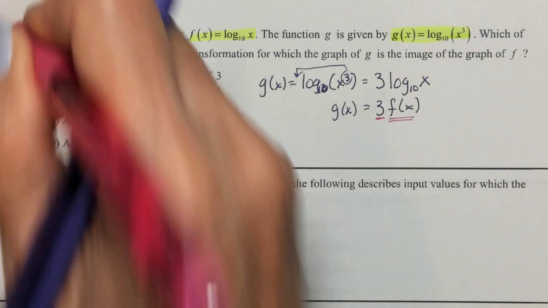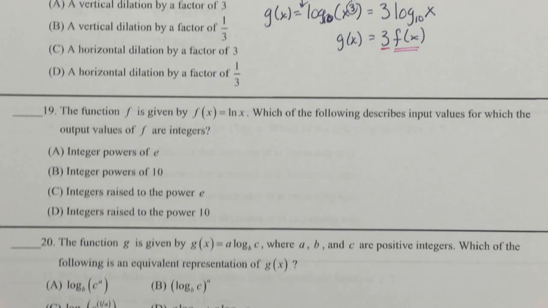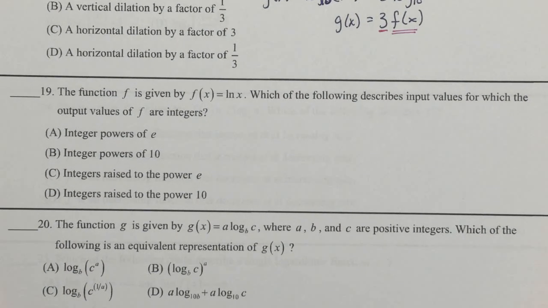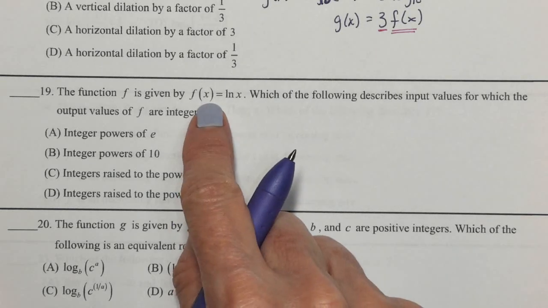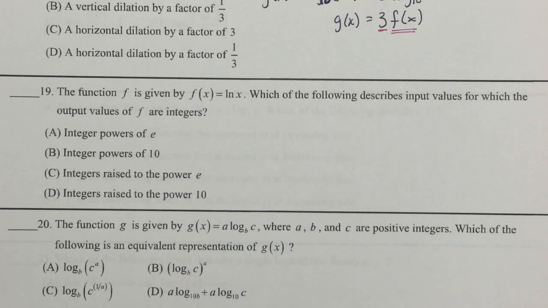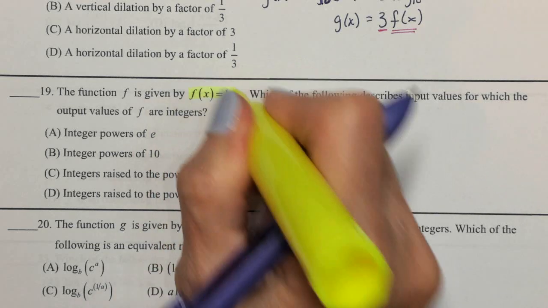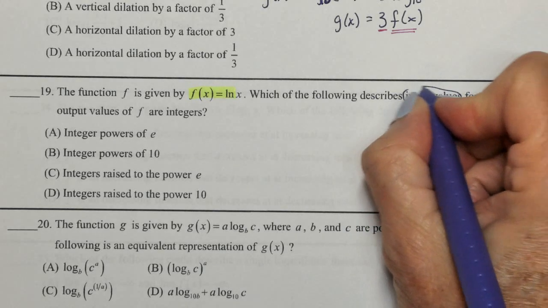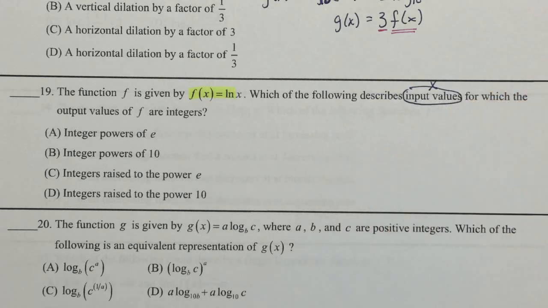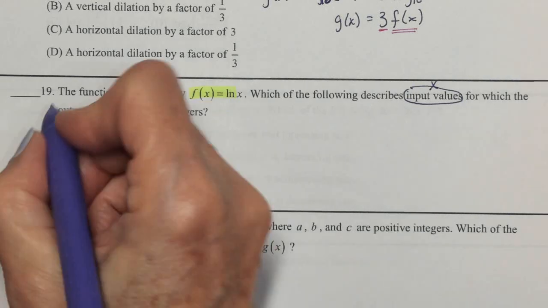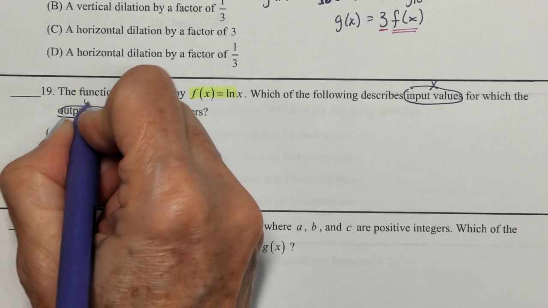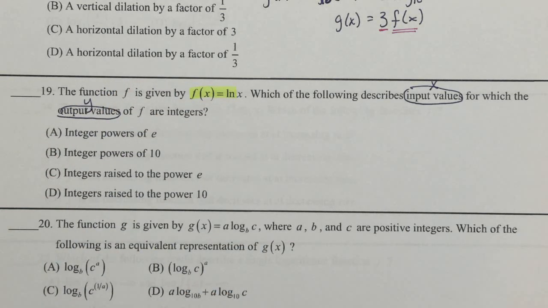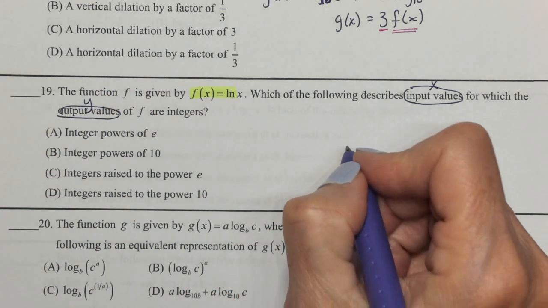So A. Number 19. The function f is ln of x. Which of the following describes input values? Inputs are the x values. Which of the following describes the x's for which the output values, the y's, are integers? We want the y's to be integers.